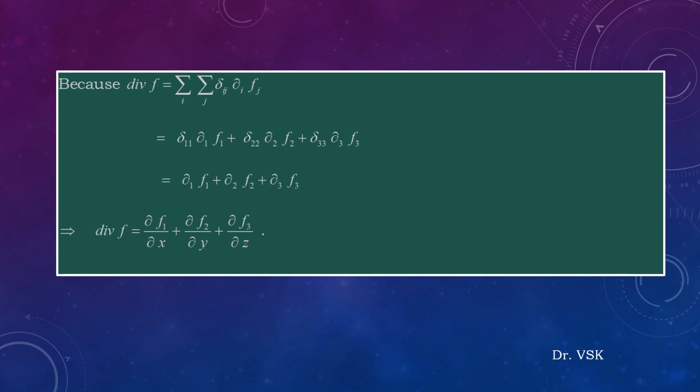This is nothing but our original divergence of a vector field formula. Div f equals dou f1 by dou x plus dou f2 by dou y plus dou f3 by dou z. So div f equals sigma over i, sigma over j, delta ij, dou i fj is another representation of the divergence of a vector field. This Kronecker delta representation of the divergence of a vector field is very useful in writing the proofs of so-called vector identities.